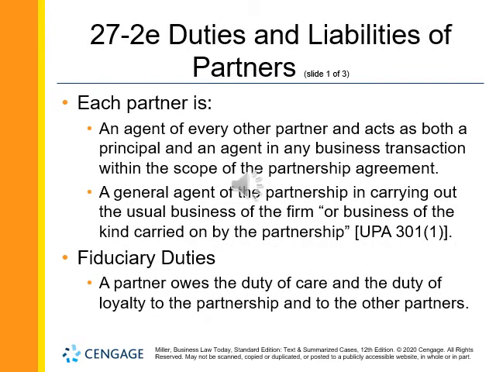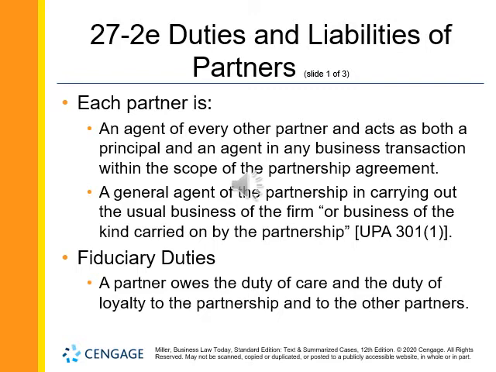Partners' fiduciary duties. Under the UPA, a partner's duty of care involves refraining from grossly negligent or reckless conduct, intentional misconduct, or a knowing violation of law. The duty of loyalty requires a partner to account to the partnership for any property, profit, or benefit derived by the partner from the partnership's business or the use of its property.